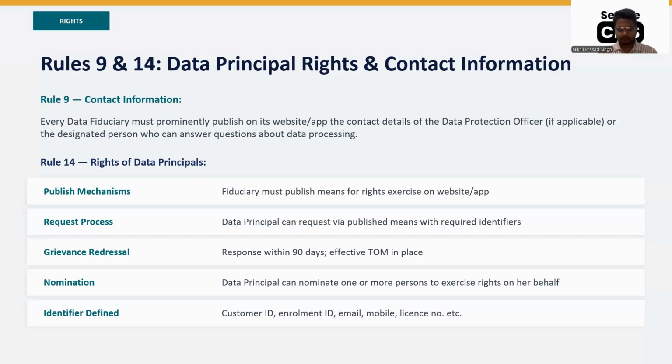Then there is nomination. Earlier it was not a thing, but right now nomination is a particular thing in data consent management.